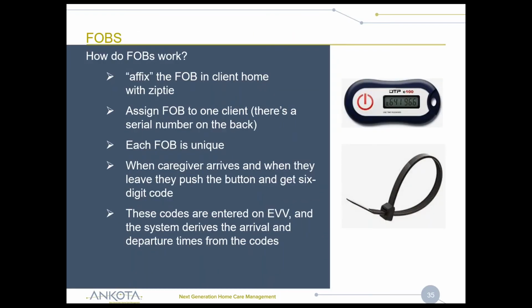All right, so fobs, we've talked about this, but this is just to give you an example. This is what the fob looks like. And essentially, every fob is different. There's a little serial number on the back, but if I push on one fob and I get this number, 641966, based on that one fob, it's going to say, oh, okay, it's now July the 14th at 1:38 p.m., but no other fob is going to give that exact same code at the same time. They're all different. So that's how that works.